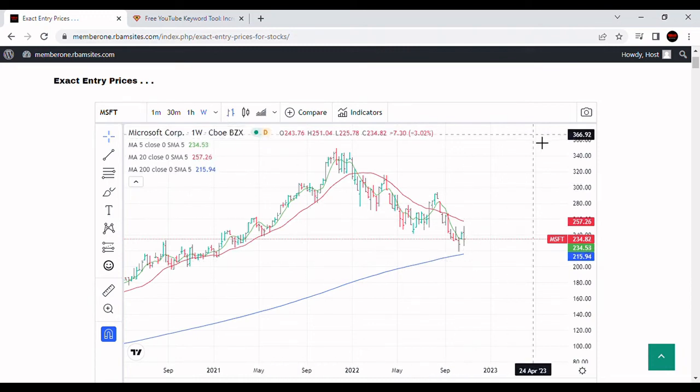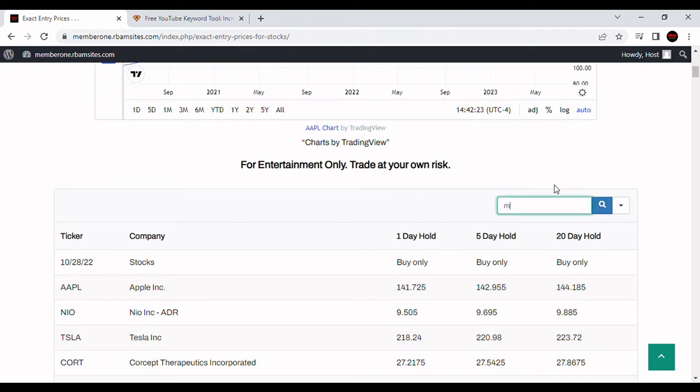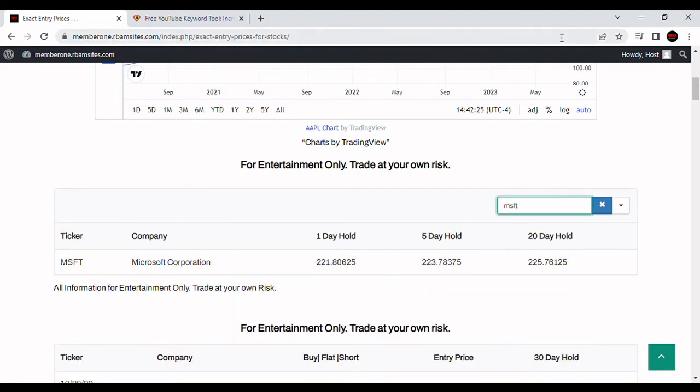Let's take a look and see what RBAM Research says about it. We have 190 stocks we cover. Microsoft is certainly one of them. See what we get. Microsoft Corporation today, $221 for a 1-day hold, $223 for a 5-day hold, $225 for a 20-day hold. Those are trading days. Let's see what's going on.